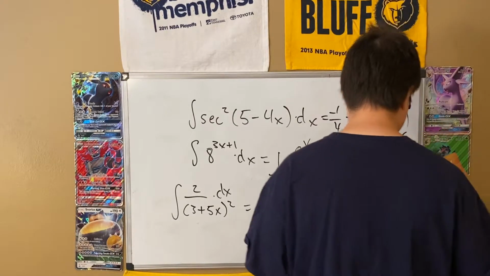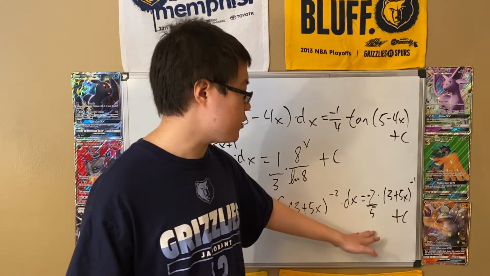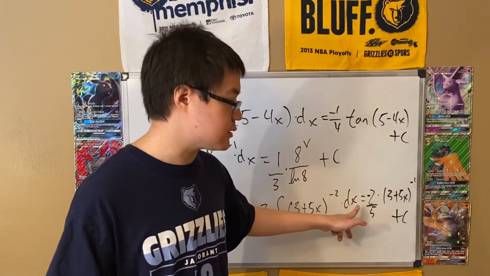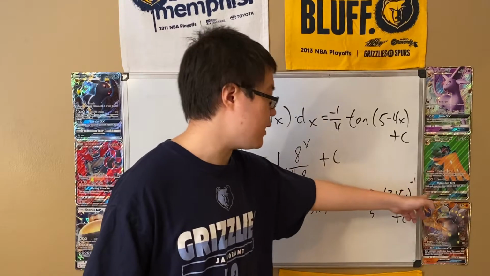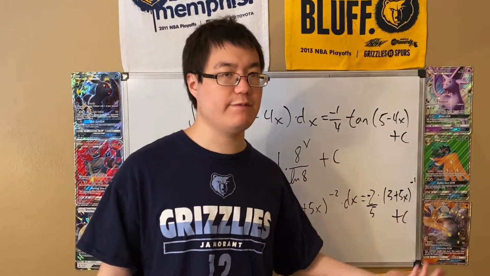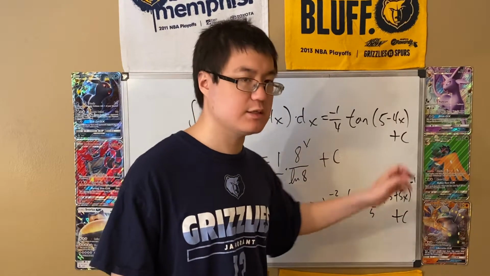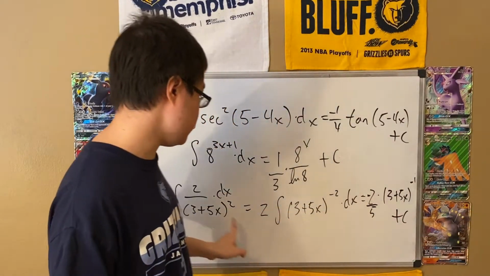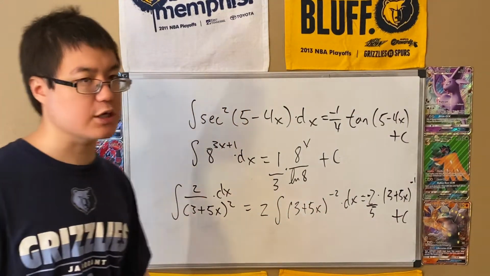And of course, you can check your work by just taking this derivative. So if you took this derivative, the -1 would drop this time. The negatives would cancel out. You would have -2. And then when you multiply by the derivative of the 3 plus 5x, there would be a 5. So that's why these 5's cancel. And it would be left with the integrand. So that's how you check your work.